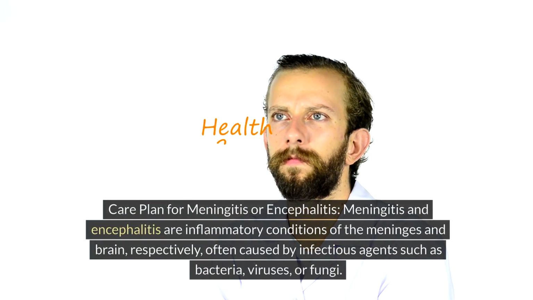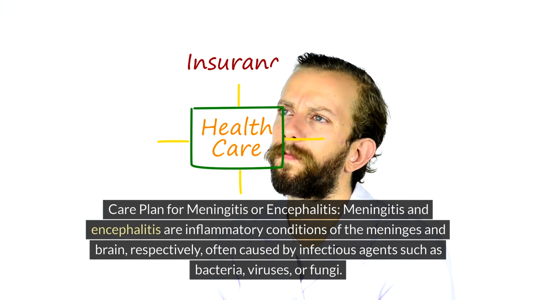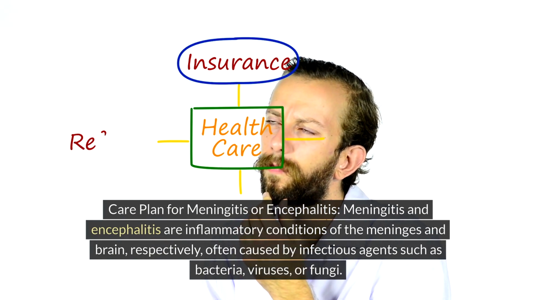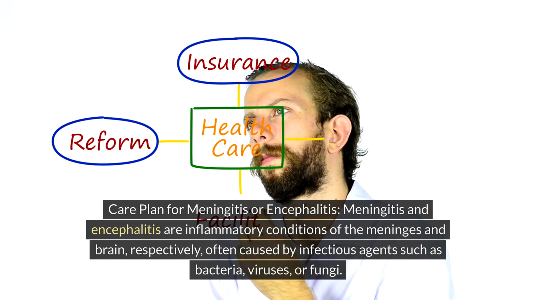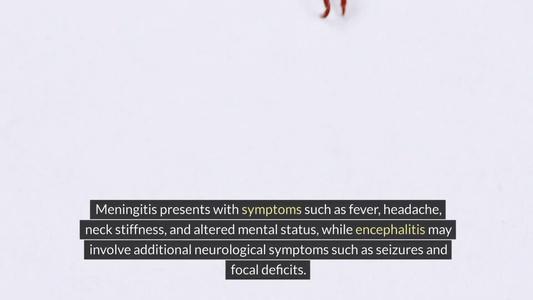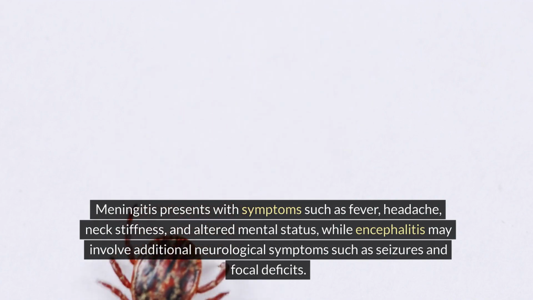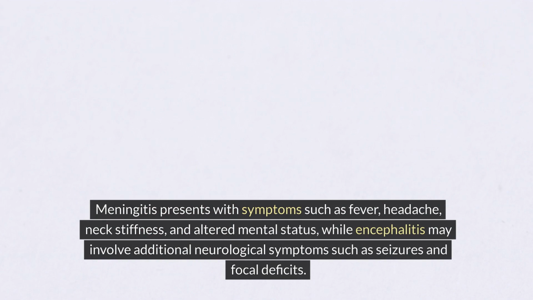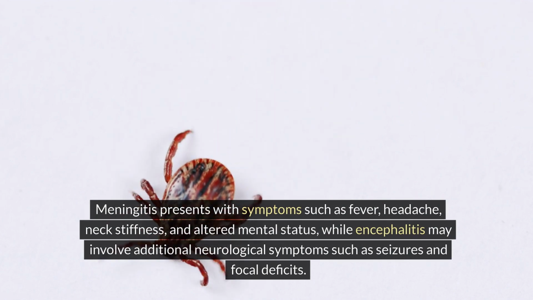Care plan for meningitis or encephalitis. Meningitis and encephalitis are inflammatory conditions of the meninges and brain, respectively, often caused by infectious agents such as bacteria, viruses, or fungi. Meningitis presents with symptoms such as fever, headache, neck stiffness, and altered mental status, while encephalitis may involve additional neurological symptoms such as seizures and focal deficits.